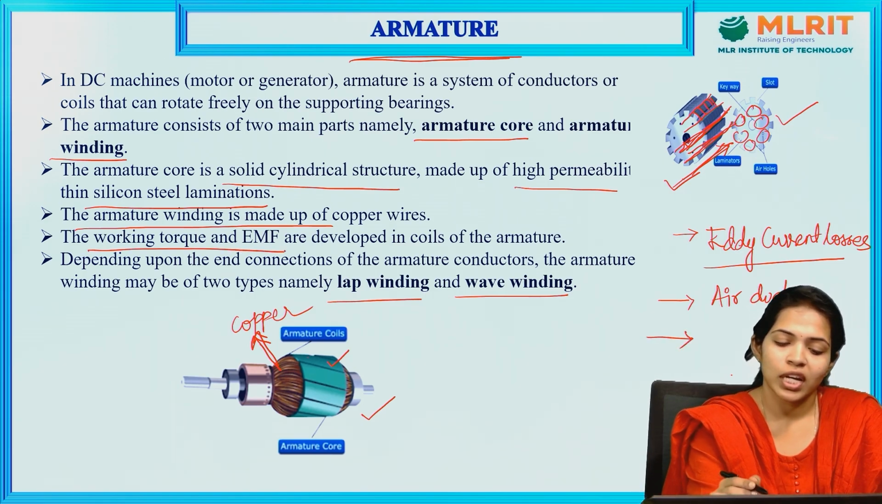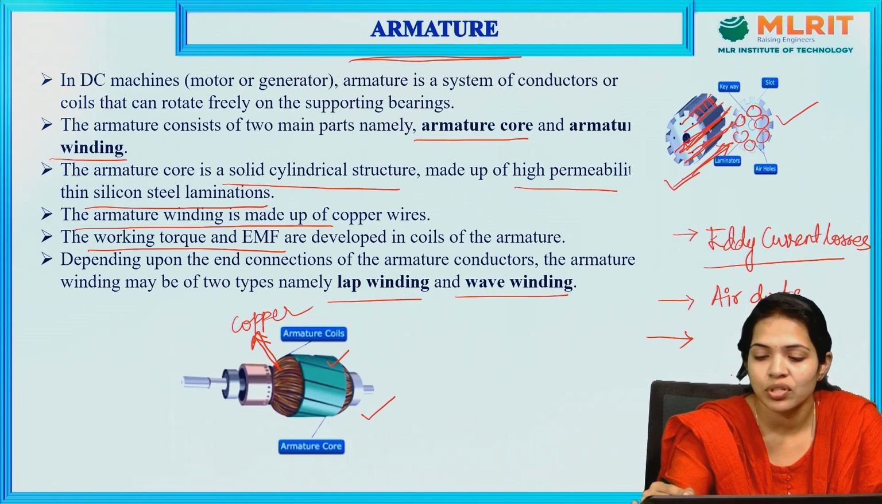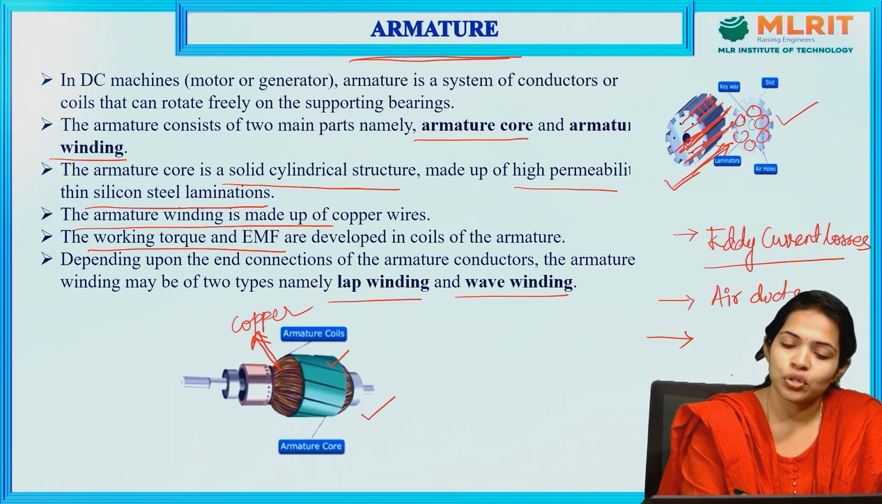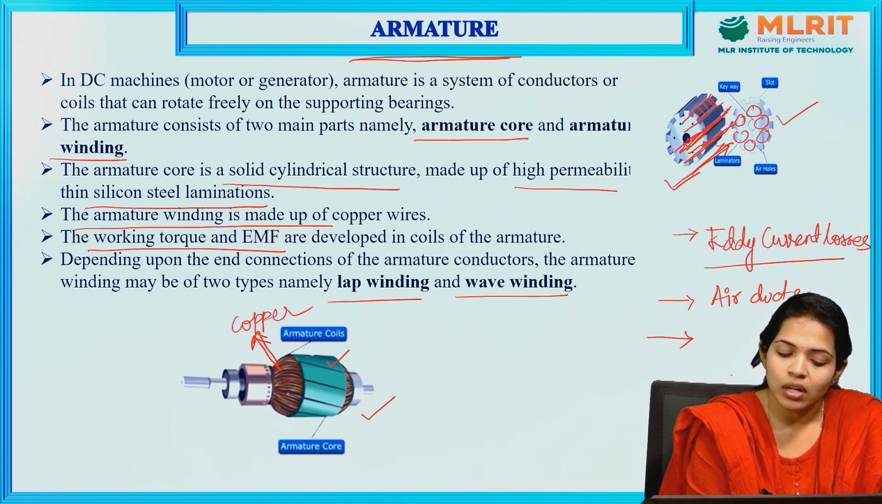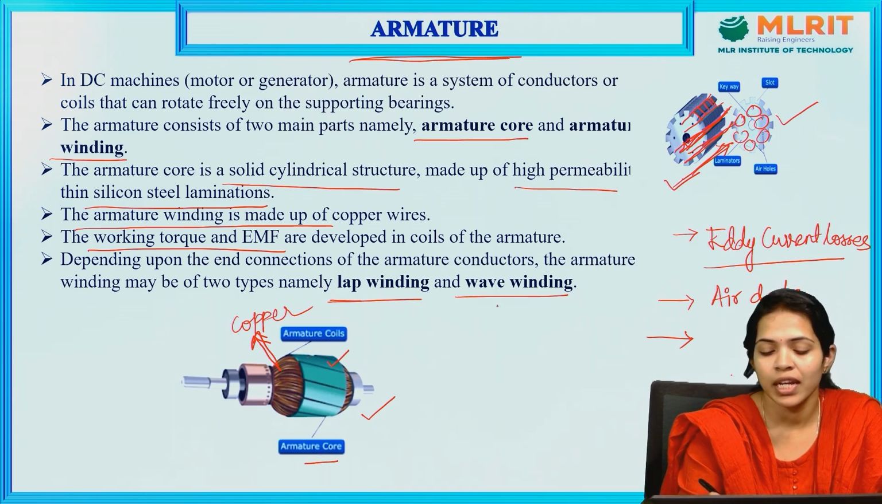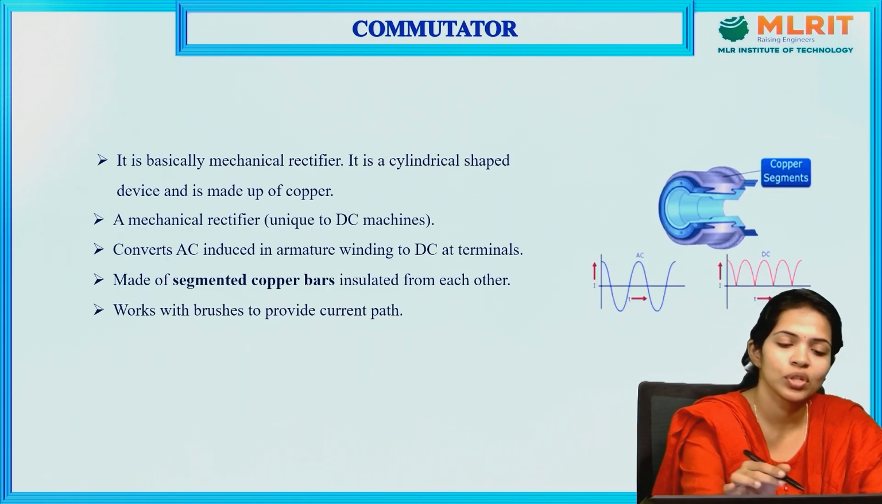The working torque and the EMF are generated in the armature coils, and based upon the connection of your windings in the armature core, it is of two types. We have two types of winding, lap winding and wave winding. Next, coming to the commutator.